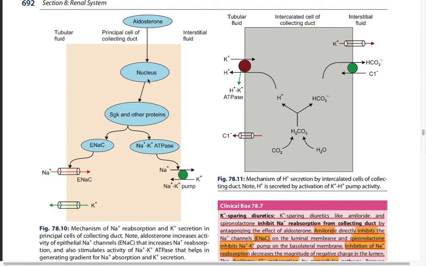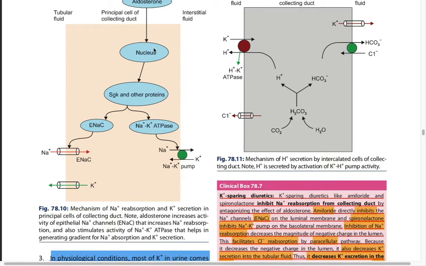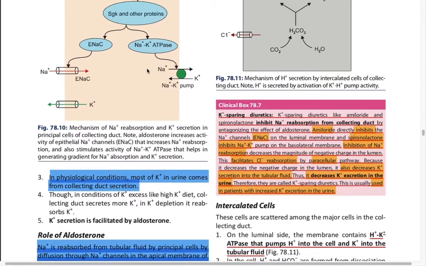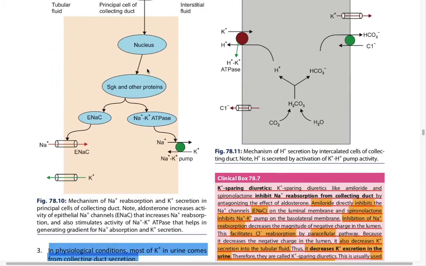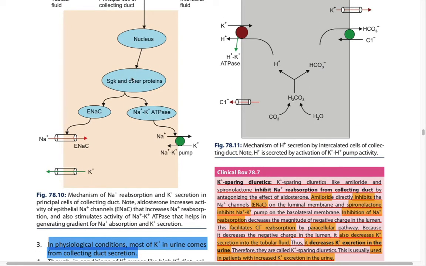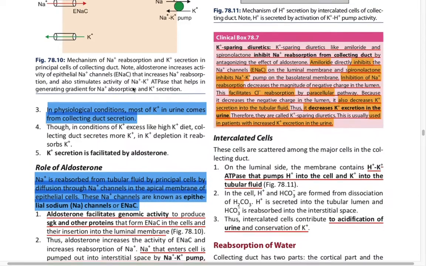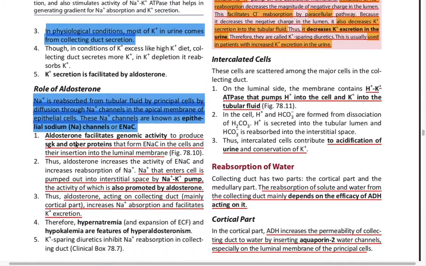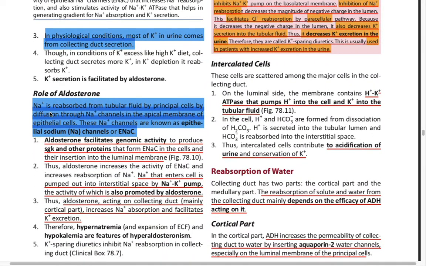Aldosterone acts on the nucleus, which leads to the production of proteins, that is SGK and other proteins. These proteins are involved in two functions. One, they help in ENaC production, which we are discussing here. That is the role of the aldosterone.